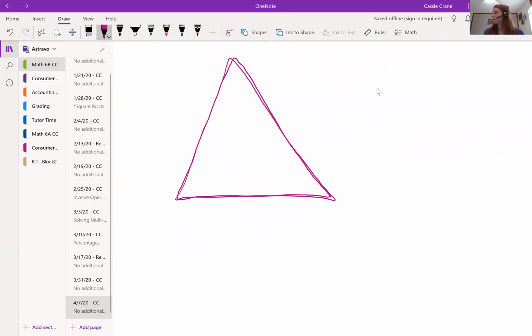Every single triangle always has three sides. That is true. But when we're talking about the angles in a triangle, all three angles in a triangle always add up to a certain number of degrees. Does anybody know what that number is? Yes, that's exactly right. They all add up to 180.